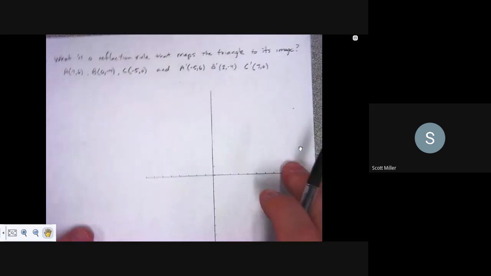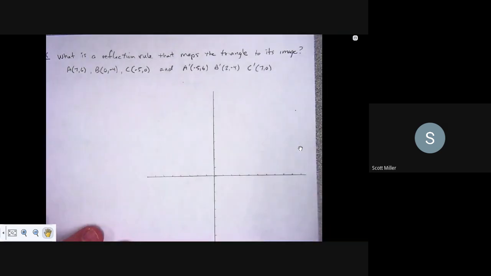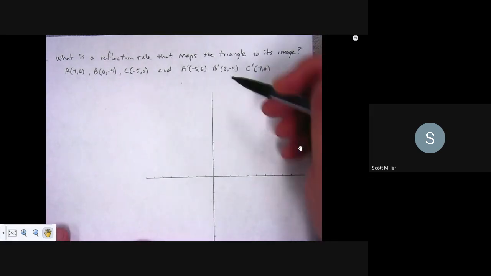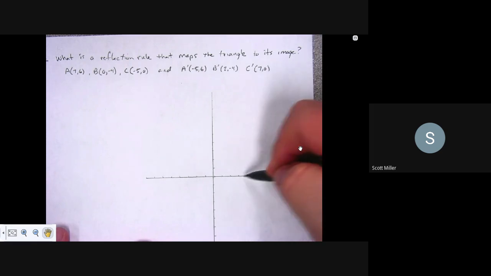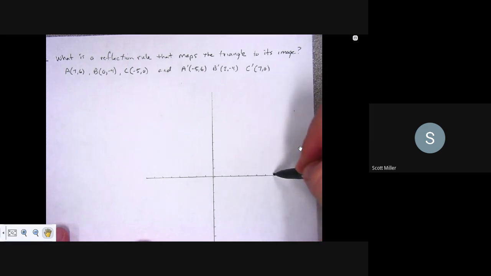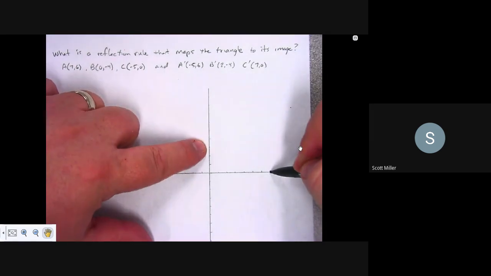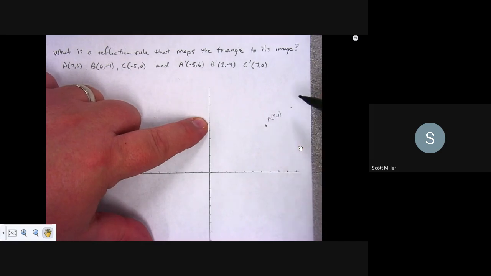And so let's talk about this. So how would I do this problem? Well, first off, I need to draw these triangles and label them. So I need to figure out where is 7, 6, and all that kind of stuff. So 0. So A is 7, 6. 1, 2, 3, 4, 5, 6, 7, and then up to 6. 2, 3, 4, 5, 6. So right about there. This is A, 7, 6.